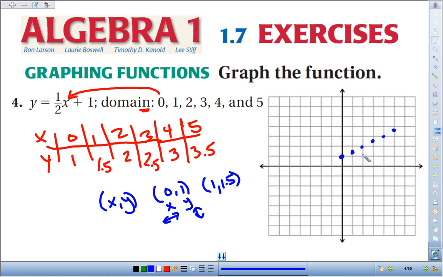We don't connect the dots with a line because they were very specific about the inputs. They said only use these values. So I don't want to connect the dots, signifying that I could use any values for x. We're only using those 6, so we only have 6 points out.